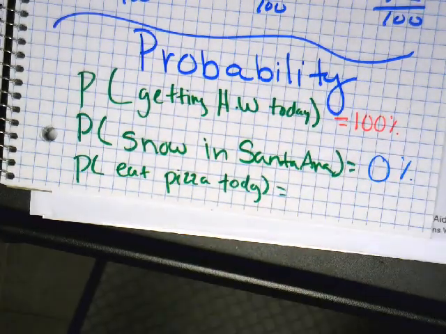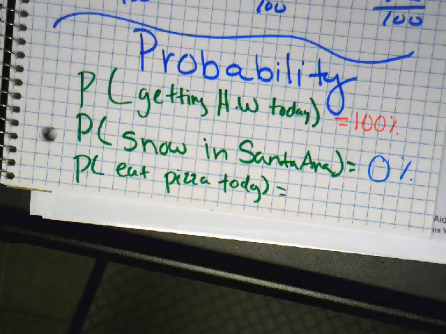20%. Mi mamá va a sacar de la red. 5. On the hottest day? Sounds about right. You got it on the hot day. Yes. What about 50% if you don't know? Right, so the eating pizza today, is it easy for us to tell?